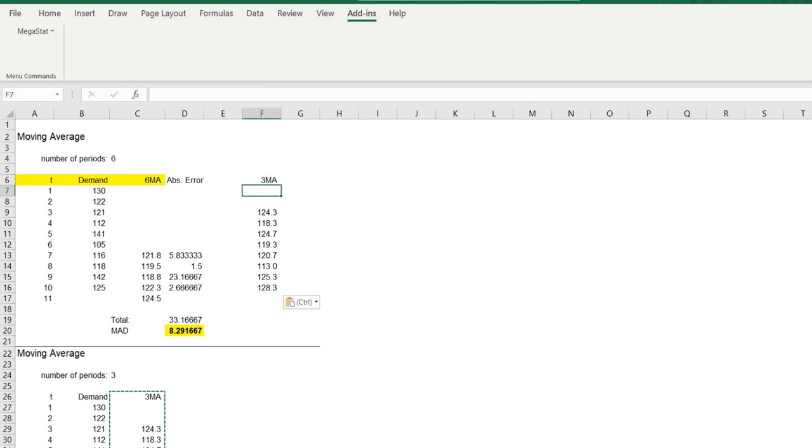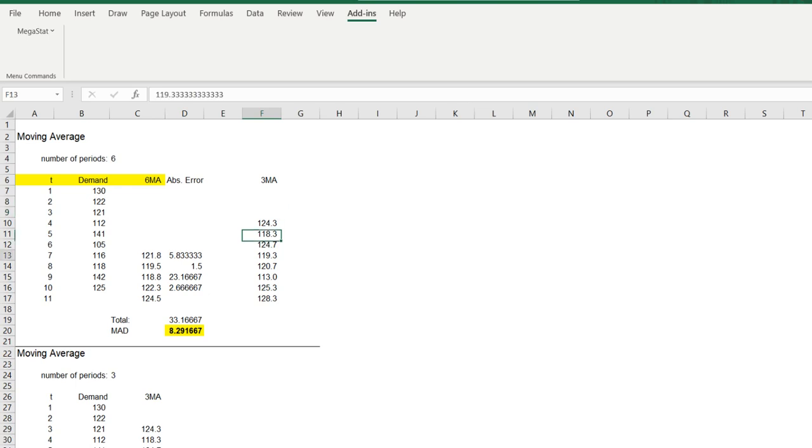Notice for 3 period moving average, Megastat shows 2 empty cells, and it uses the sum of the first 3 divided by 3 to show the 3rd period forecast. Again, I'm going to highlight these, Control X, move it 1 cell lower, Control V. So I shifted everything down by one unit. So just like in your book, 1, 2, 3. The first 3 are blank. Okay. And these are the forecasts.